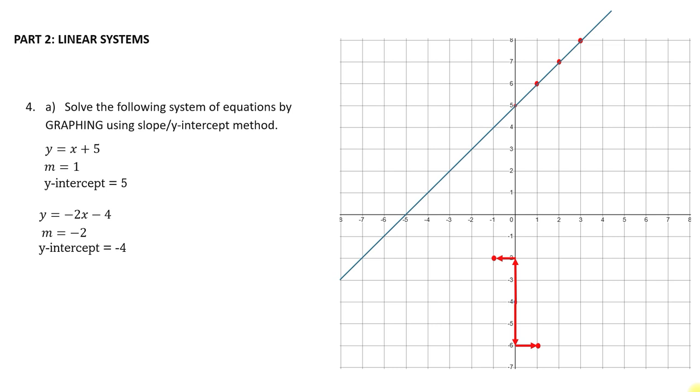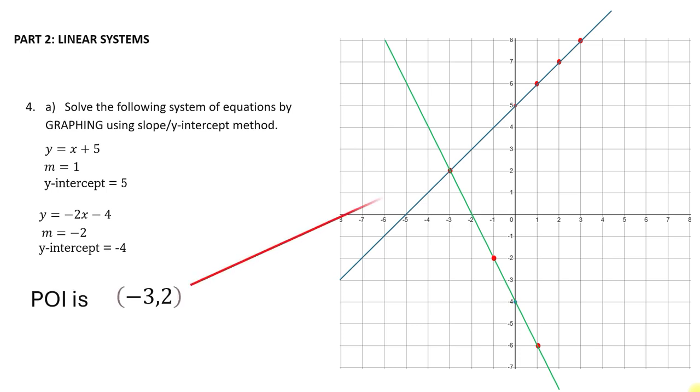So now we've got 3 coordinate points, which is enough for us to accurately draw a line through those 3 coordinates. And when we do that, we can see that the 2 lines intersect at the point negative 3, 2. So we say our solution of these 2 equations is negative 3, 2.